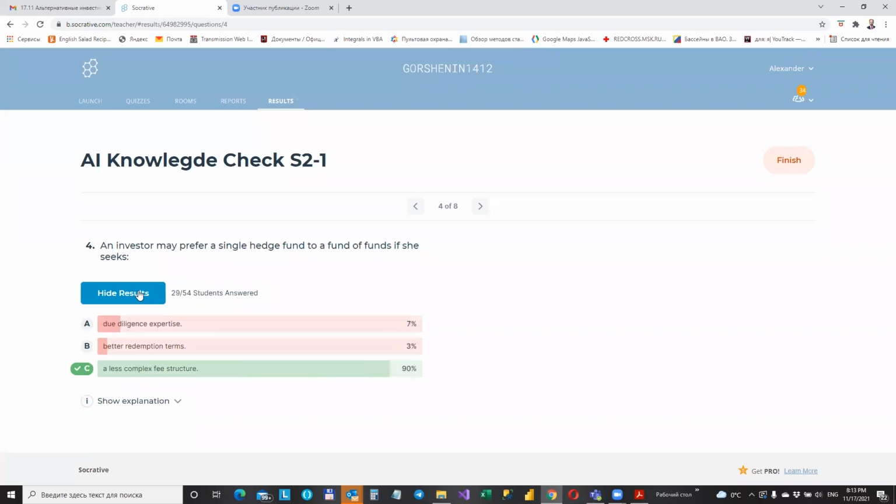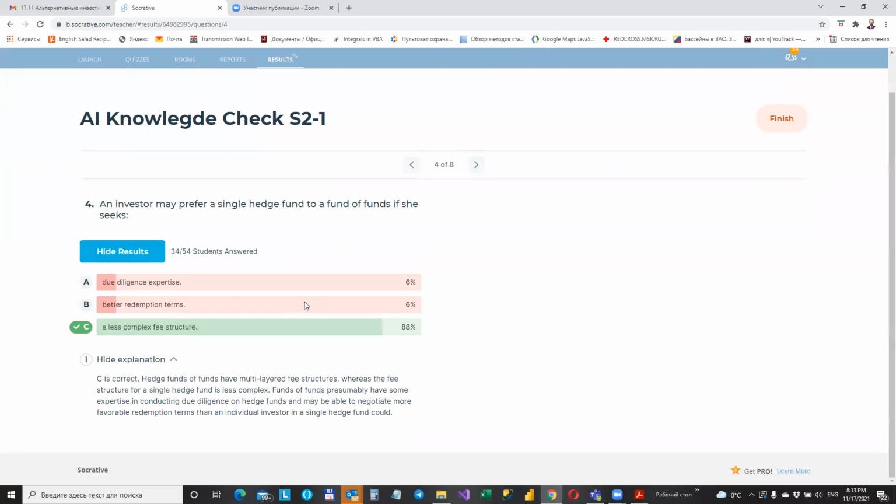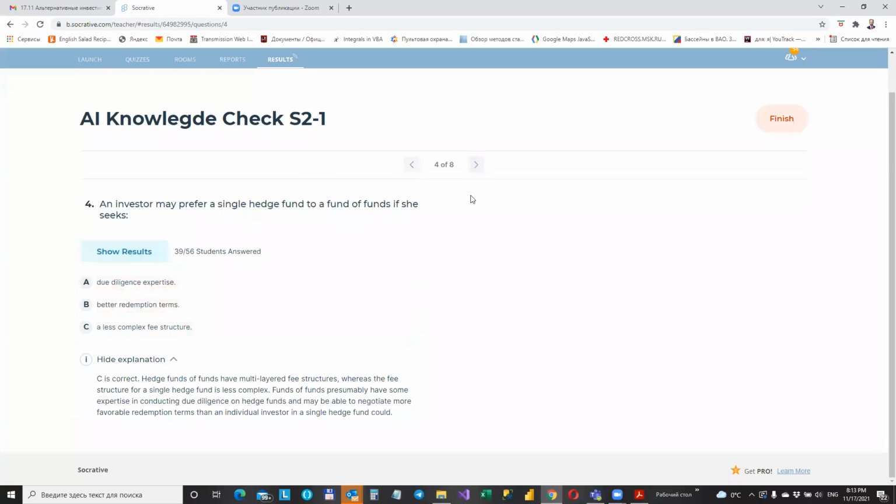Okay, yeah, nearly perfect. Yeah, C is correct. The hedge fund has a less complex fee structure than the fund of funds. But redemption terms will be better for fund of funds, and the diligence of fund of funds managers probably will be better than for single hedge funds, because single hedge funds have less expertise in a wide variety of investment assets and vehicles.